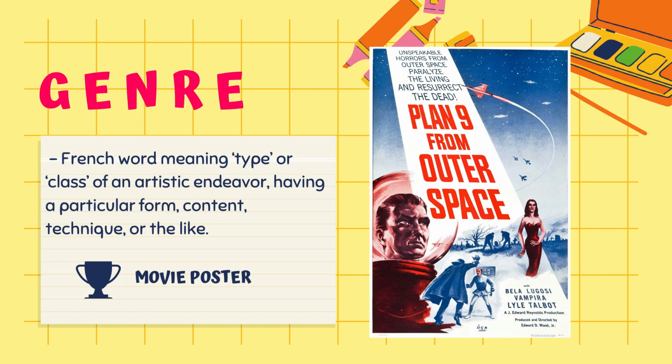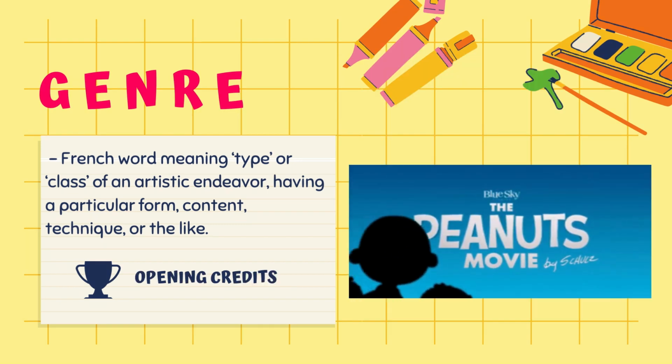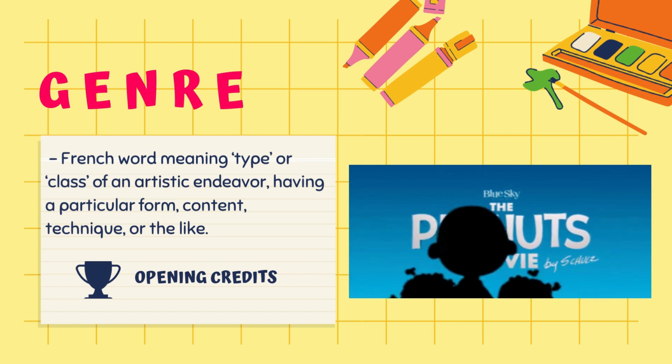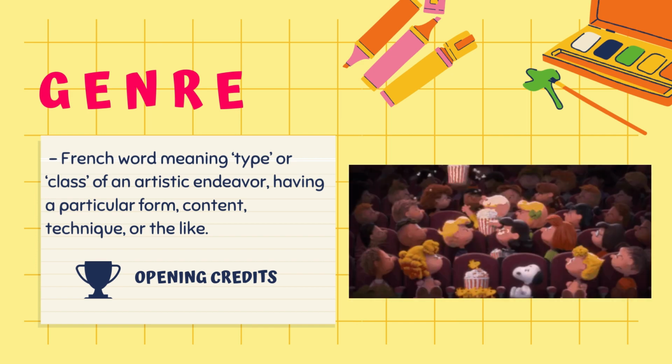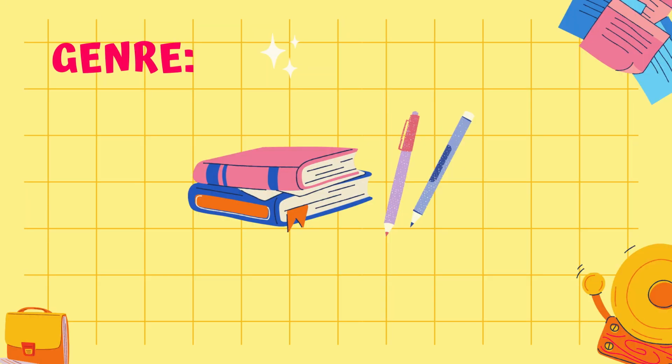A genre comes from the French word meaning type or class of an artistic endeavor having a particular form, content, technique, or the like. So yung paggamit ng media codes and conventions sa mga movies, kahit sa movie poster pa lang, sa trailer or sa opening credits, this already draws the audience to identify if it's a horror, action, drama, or a fantasy film. Here are some examples. You may answer along with me by pausing the video and writing your answers in your notebook.